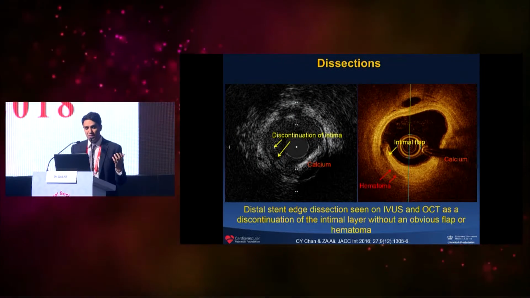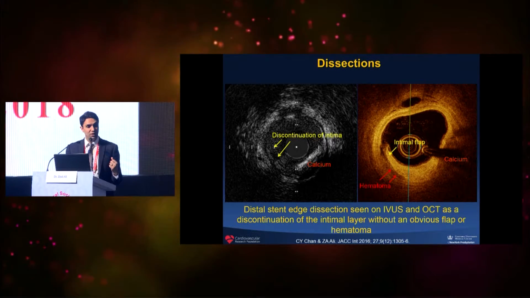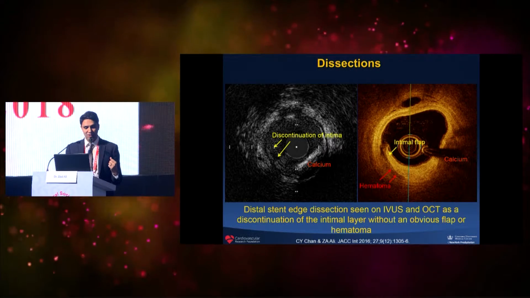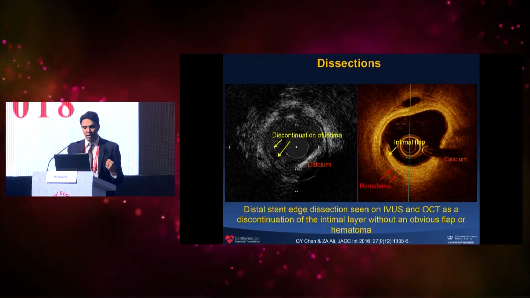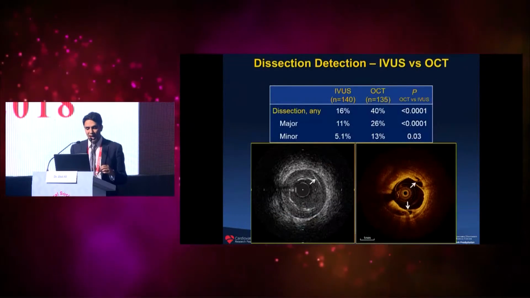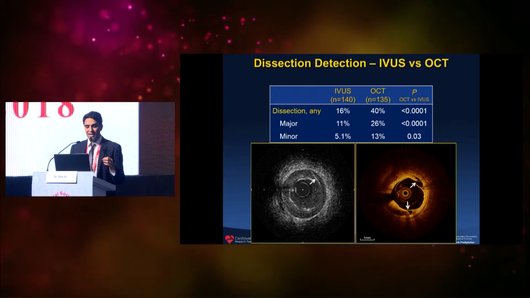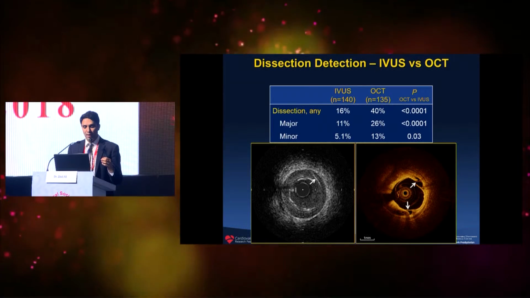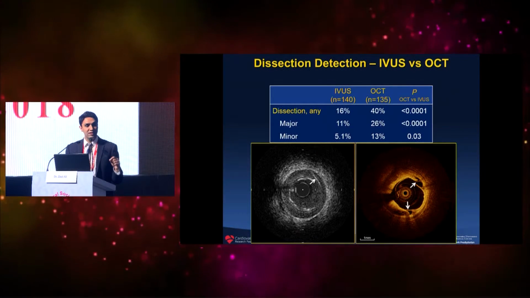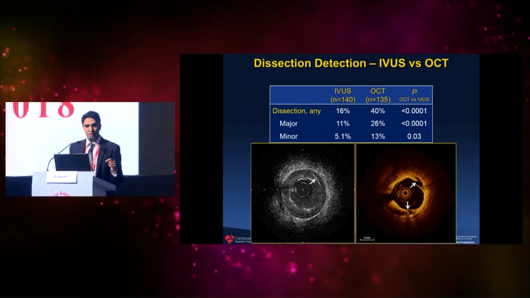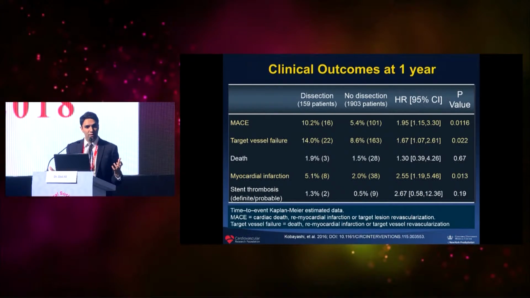Why is OCT superior? It's superior simply because of its resolution. Here you can see the same patient imaged with IVUS and OCT. The dissection is very difficult to determine on IVUS, but very simple to determine on OCT. And this played out in randomized clinical trials, which showed that dissection detection is significantly superior using OCT, and as a result, you leave the least number of untreated edge dissections using OCT compared to IVUS.